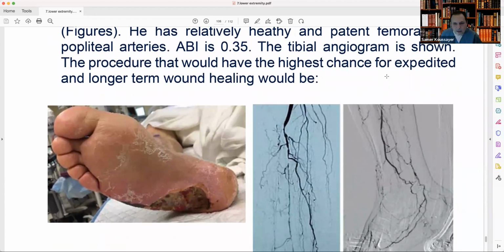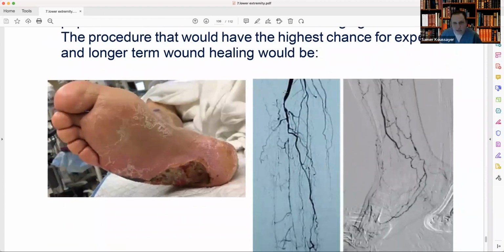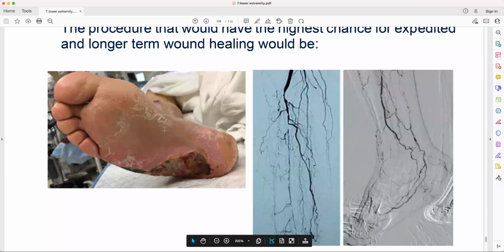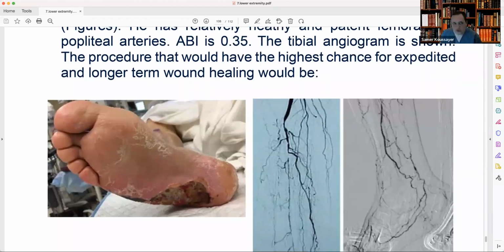Okay. Let's see what he has. He has a popliteal occlusion and stenosis here. It's popliteal here. As far as they did not show you proximal, that means you have to presume everything is open proximally. He has a peroneal here. Peroneal gives you the posterior tibial here. Distally he has a posterior tibial, and you have a large wound. What they ask you is the highest chance of expected and long-term wound healing?